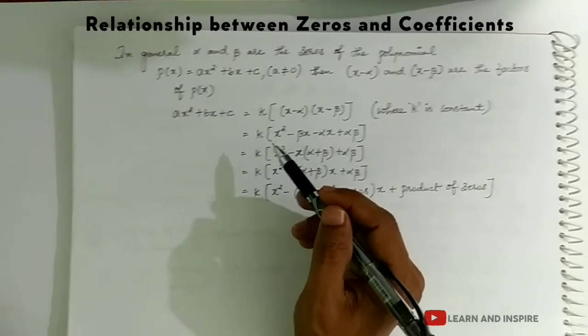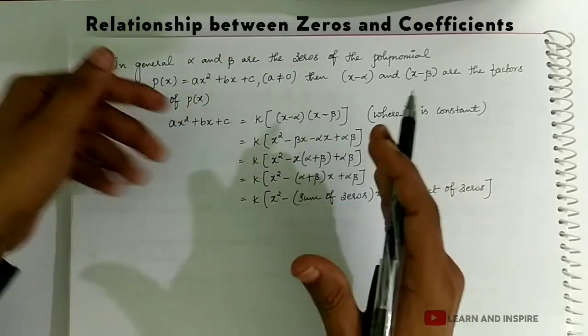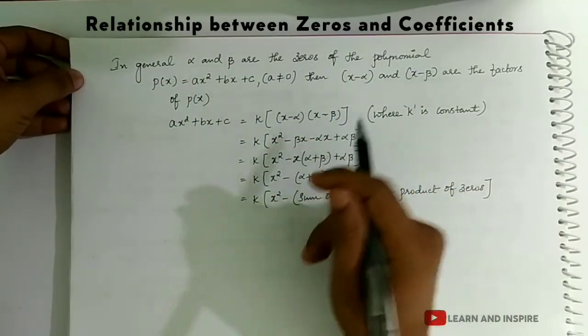Okay, you have to remember the formula: when a quadratic polynomial is given, how to find the sum of the zeros and product of the zeros.